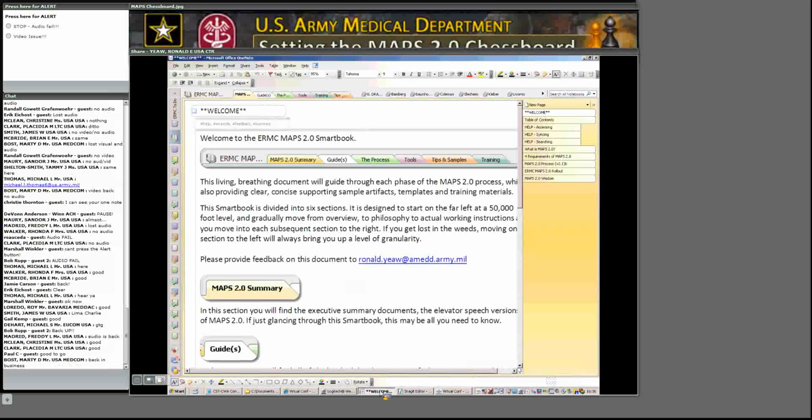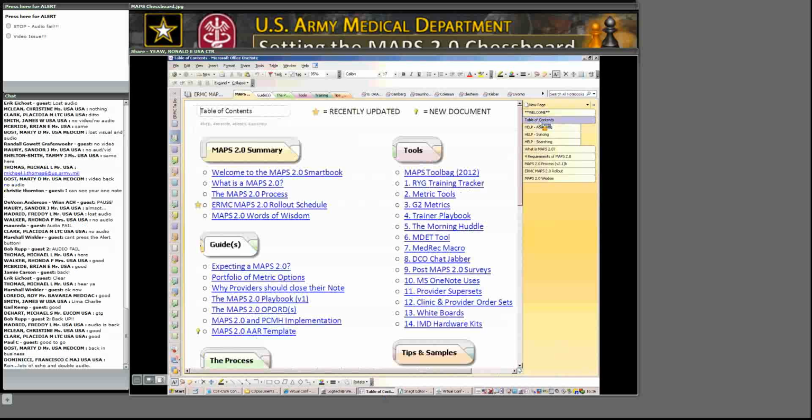Again, what I'm getting after here is rule number 2, which is document everything. This Smartbook has my high-level information, big nice welcome screen. It's got a table of contents, and which is visible about now. Every piece of information that one would want to know about a MAPS 2.0 I put in here. This is a living, breathing document. I come back and I revisit this, I would say, on a daily basis.